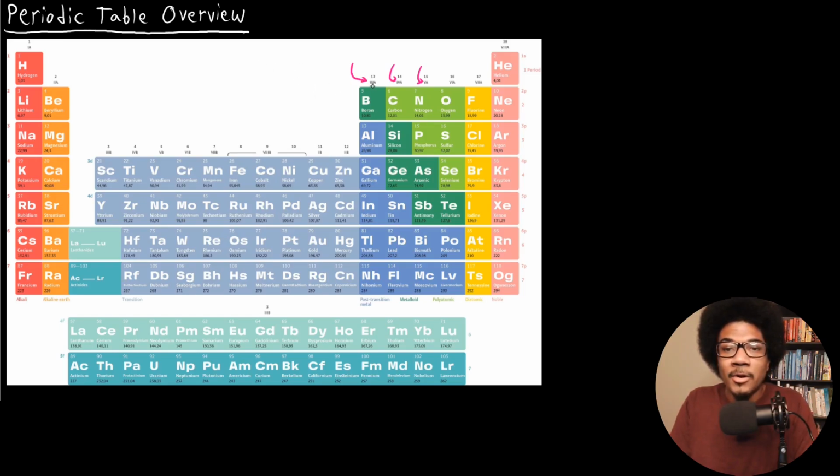Right here under group 13, you'll see a label that says 3A. In some cases, it'll be a Roman numeral; in other cases, they'll just put the number. But what does that 3A actually mean? What does it correspond to? Well, it actually corresponds to the valence electrons that are in the atoms in that group. So if we take boron, for example, it's at the top of group 3A. In fact, let me label this group 3A.